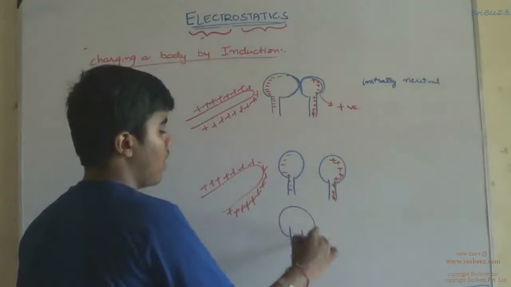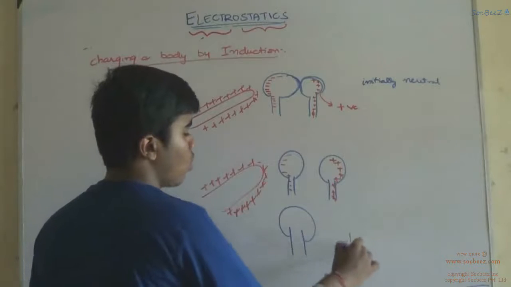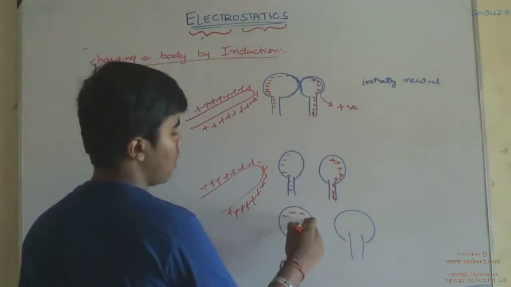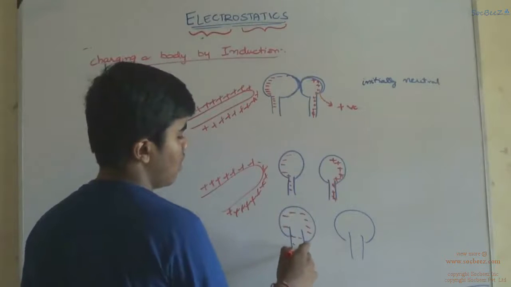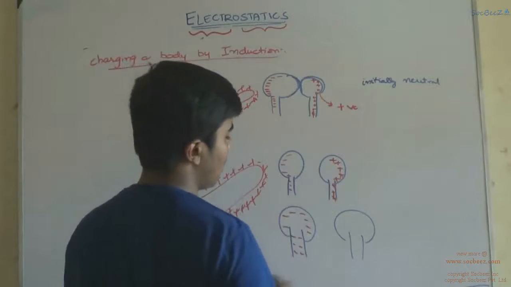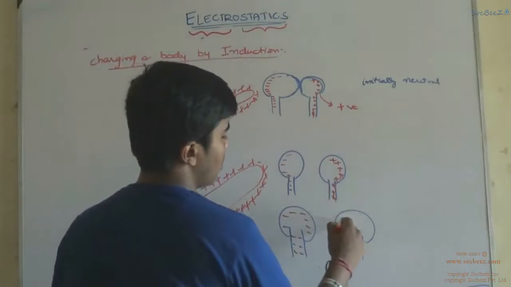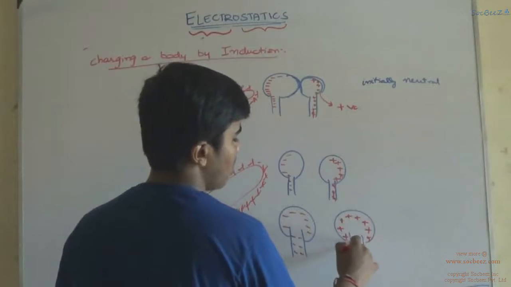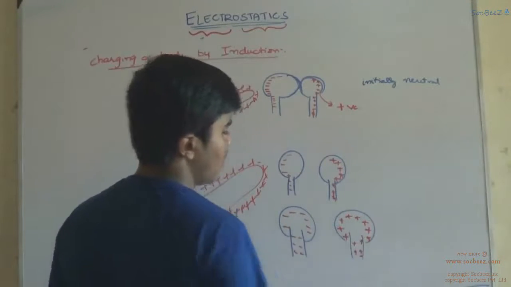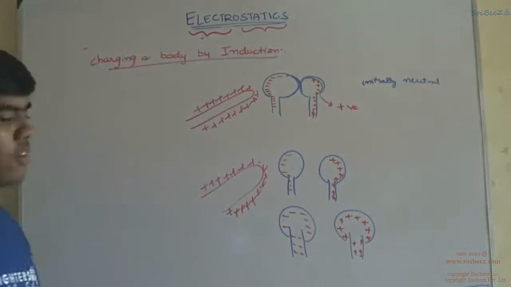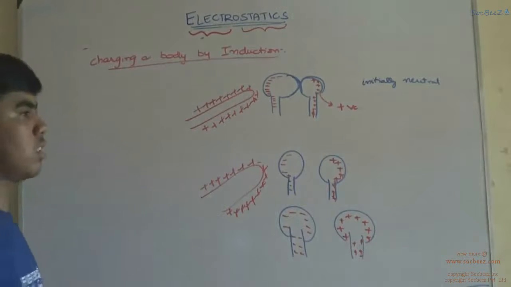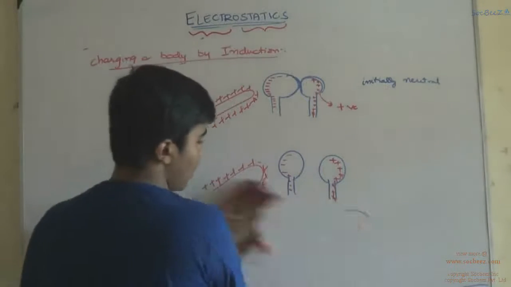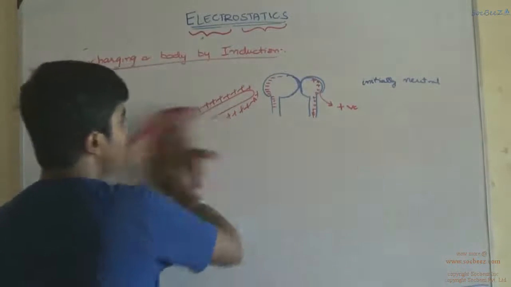So finally we end up getting two bodies, one with a negative charge and the other with a positive charge. So this is another way of charging the bodies. Now let us see how two charges interact with each other.